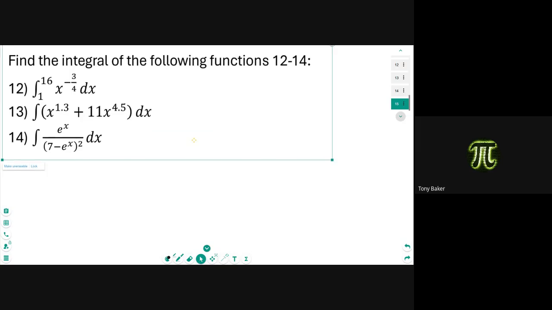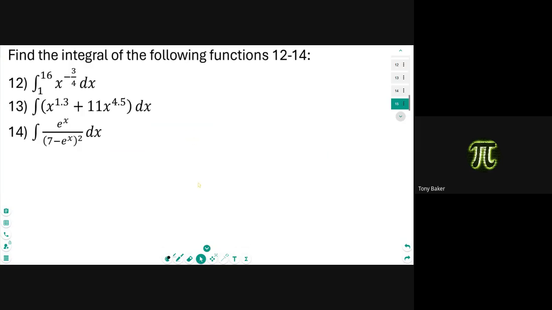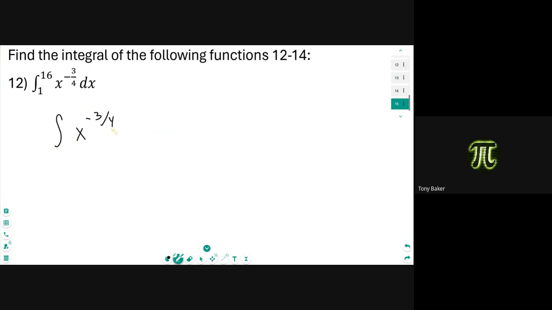All right. Let's look at these three. We'll do them one at a time. So when you have this, it is a definite integral. So you have to find the integral and then solve it. So what is the integral of x to the negative 3/4?